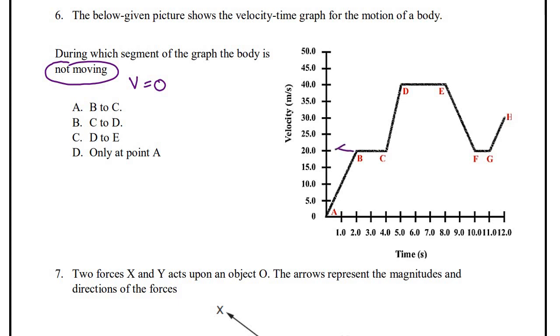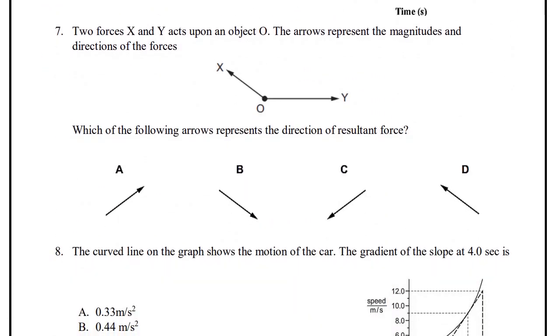As we can see, in region B to C, the body is moving with 20 meters per second. From C to D, we can see that at C the velocity is 20 and at D the velocity becomes 40. Then from D to E, it is moving with constant velocity. So in these three options, the body is moving: in two, the body is moving with constant velocity, and from C to D, the body is accelerating. So option D will become our right answer, because at position A, the body must be at rest.